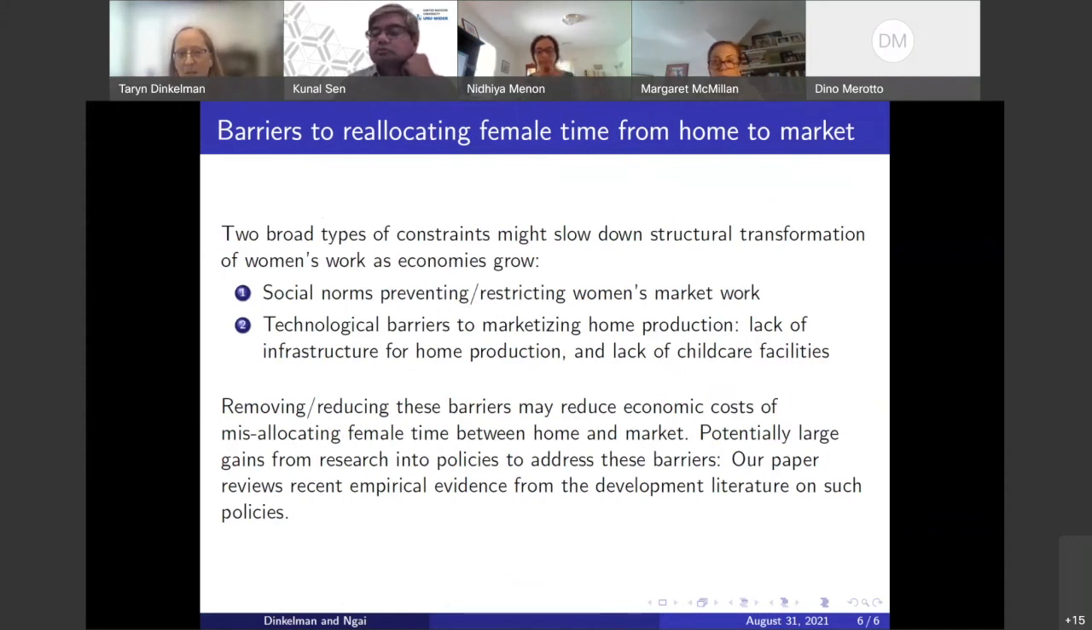But I think the bottom line of our paper is that we know historically that barriers to women's work in rich countries led to a significant misallocation of labor and reduced economic growth. And so thinking about what barriers might be in place in low and middle income countries today may actually reduce the chances of that misallocation continuing.